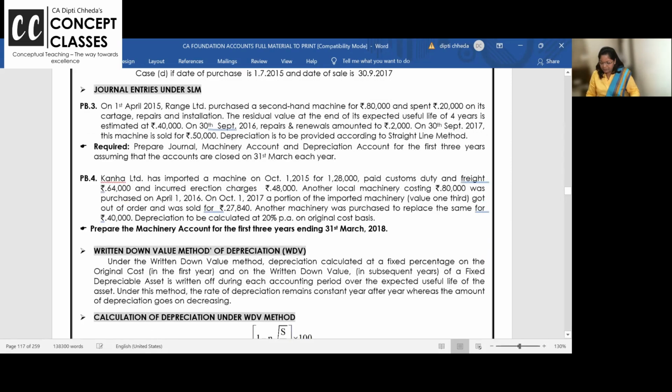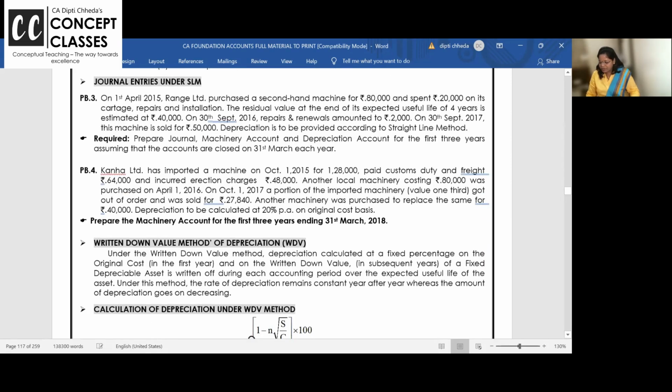Kanha Limited has imported a machine on October 1st for 1,28,000, paid custom duty and freight 64,000, and incurred erection charges. So all this should be capitalized. Custom duty and this and that and all should be capitalized. After this, another machine is also purchased. So yesterday it was one machine. Today it is more than one machine.